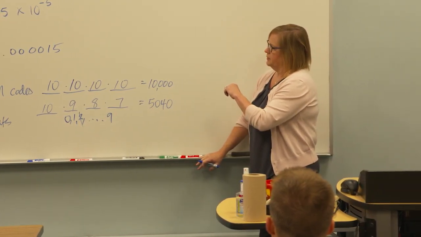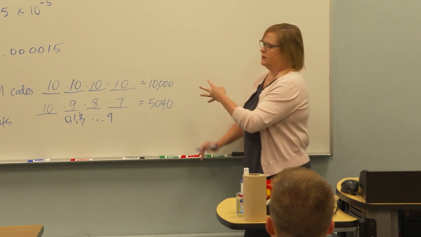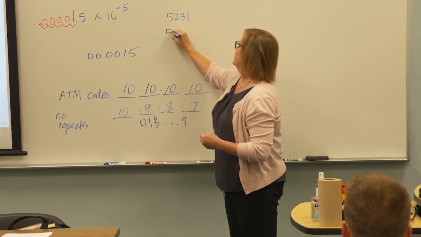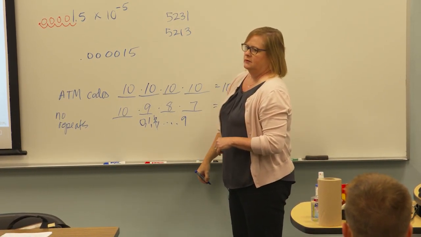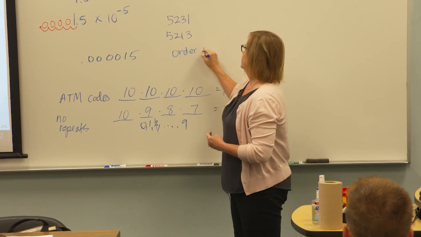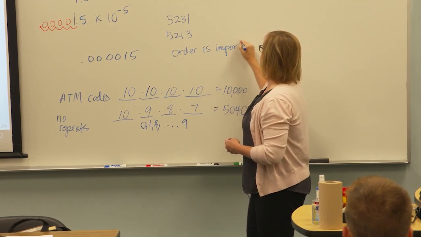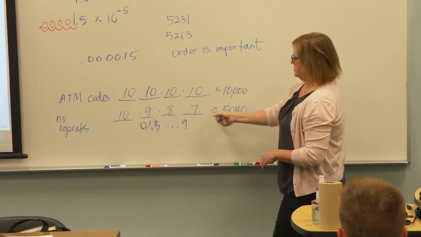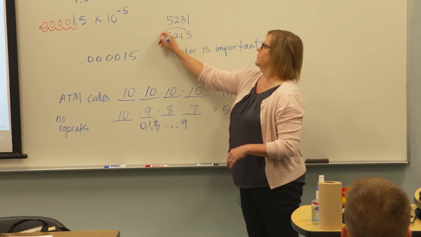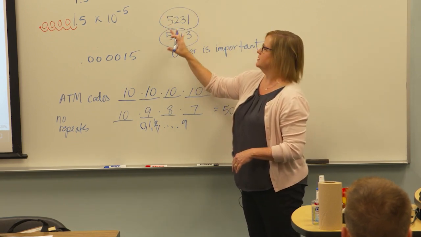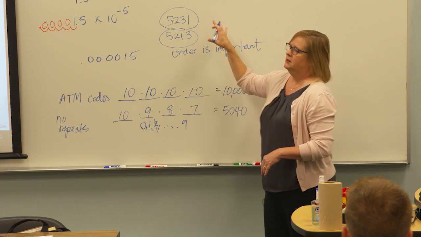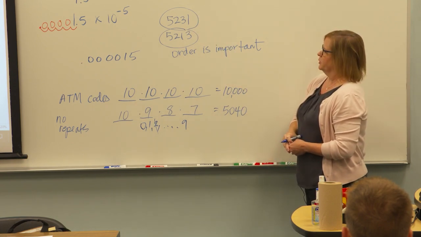So let me ask you this too. Does order matter? So like if I pick the ATM code 5231, but I punch in 5213, is that gonna work? No, okay, so order is counted. Order is important, right? So these things do count the order. When it's coming up with 5040, it's counting this one as different than this one. So not only does it pick the 4 numbers, but it rearranges them. It permutes them. And that's the other kind of counting rule that we have, a permutation.